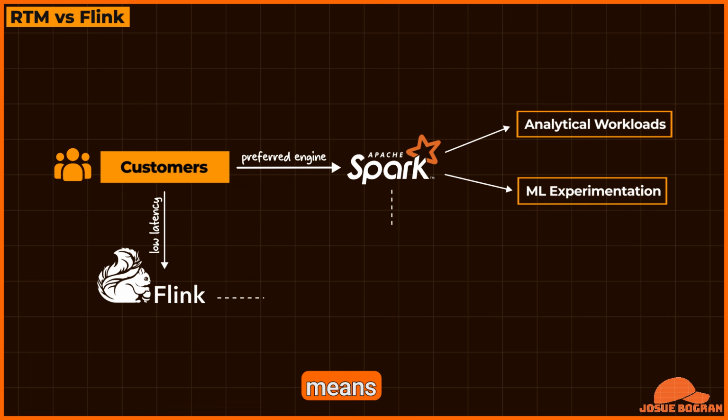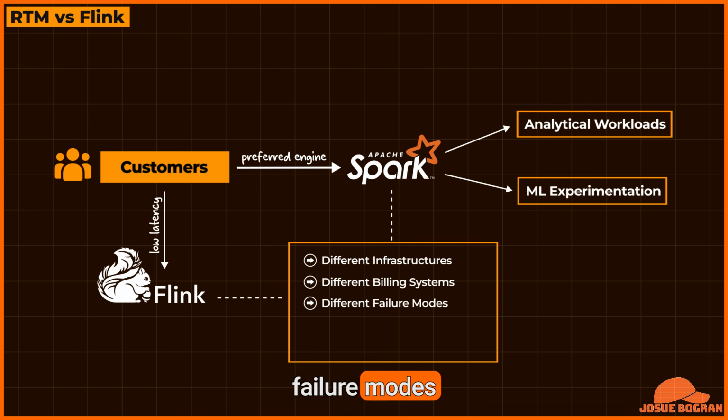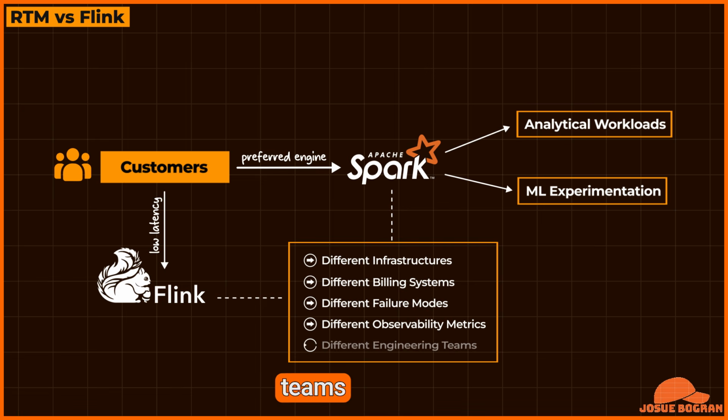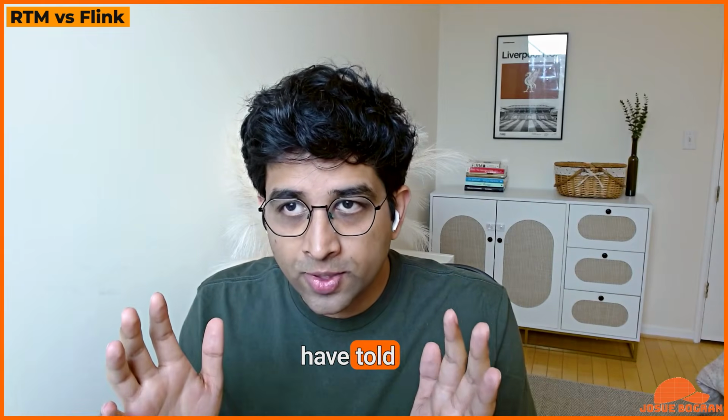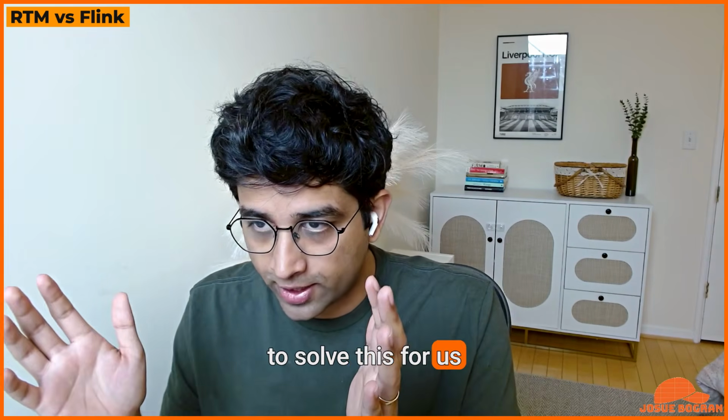Two engines typically means two different infra stacks to maintain, two billing systems, two different failure modes and observability metrics to understand, and often two different engineering teams with very different expertise. That's a lot of complexity. So customers have told us, why do we need to have these two engines? Can Spark solve this for us?